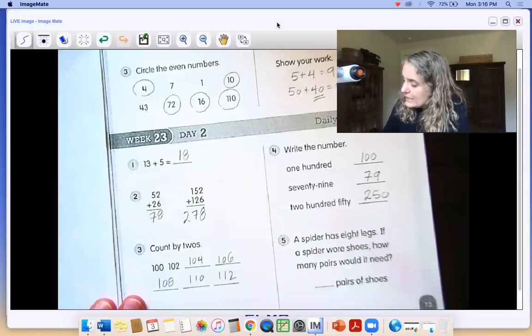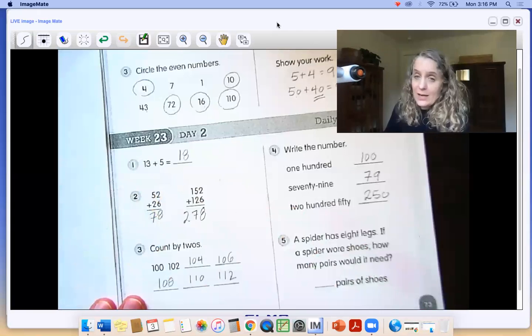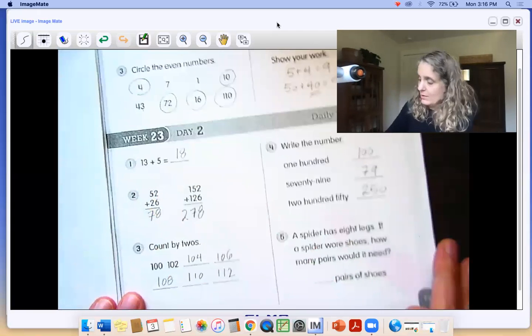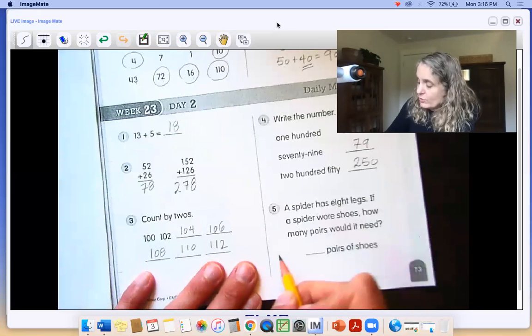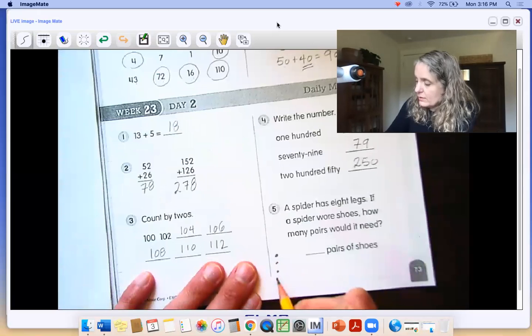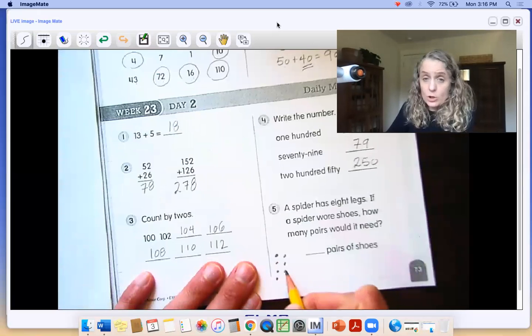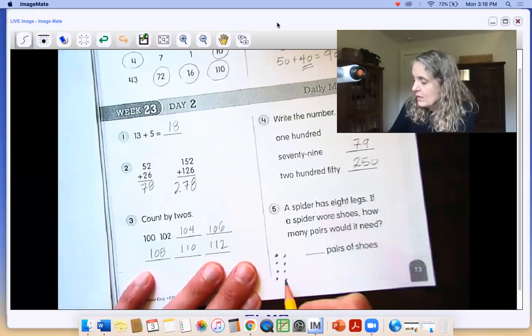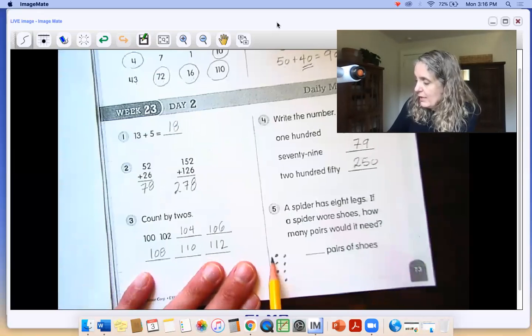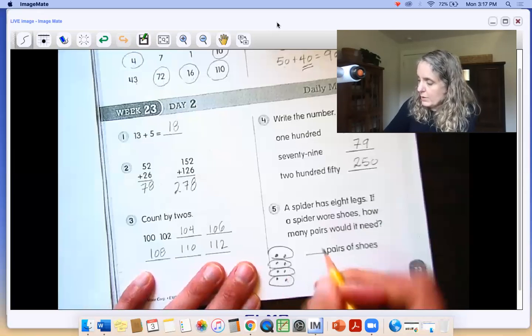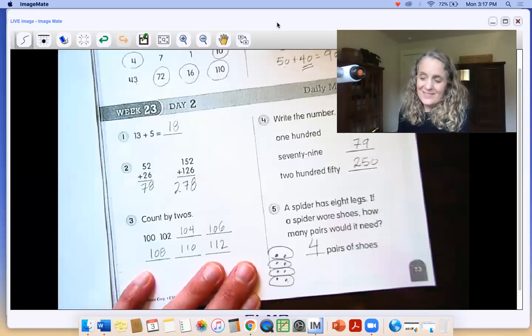A spider has 8 legs. If a spider wore shoes, how many pairs would it need? Okay, so it needs 1 for each. 1, 2, 3, 4, 5, 6, 7, 8. It needs 1 shoe for every leg, right? And so it wants to know how many pairs of shoes. And a pair is 2 together. So a pair, a pair, a pair, a pair. 4 pairs of shoes. Okay.